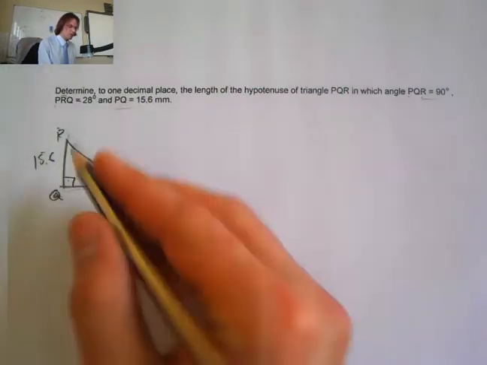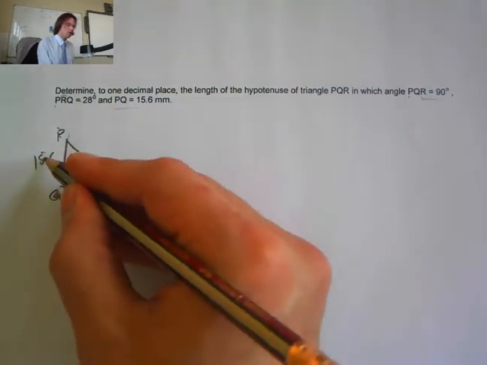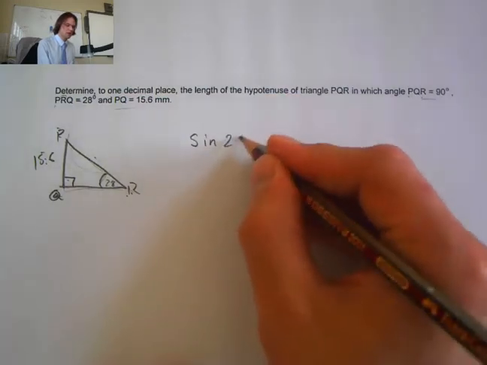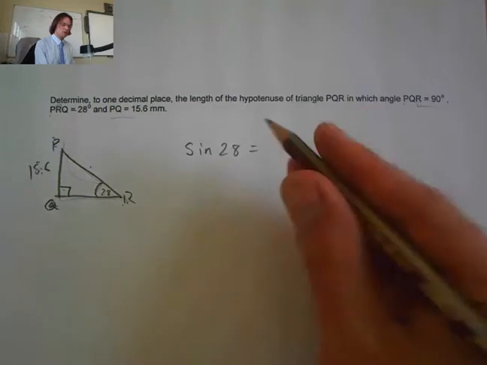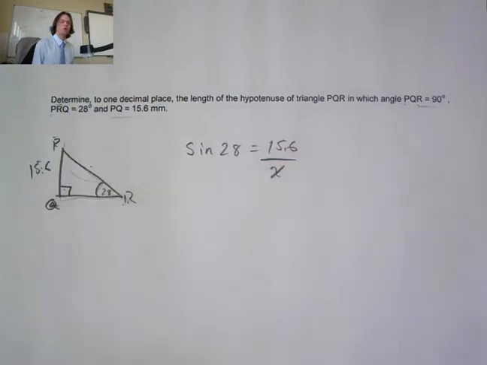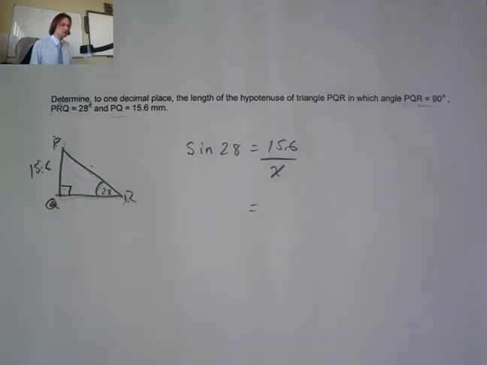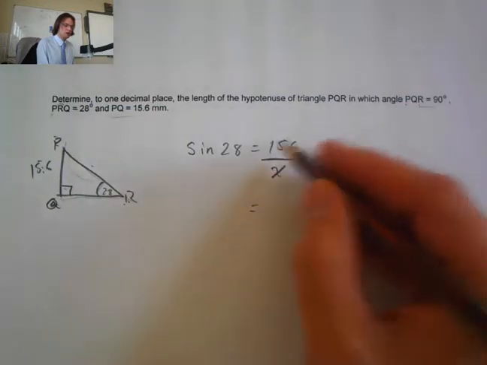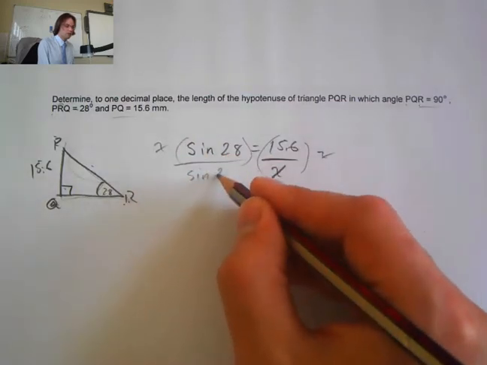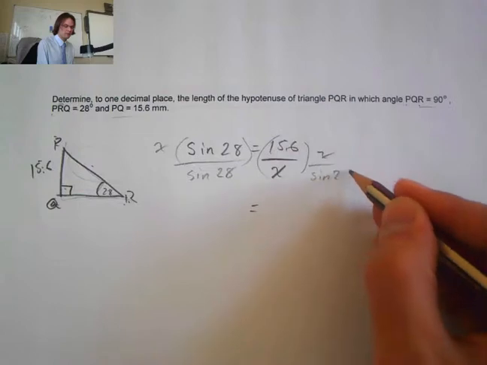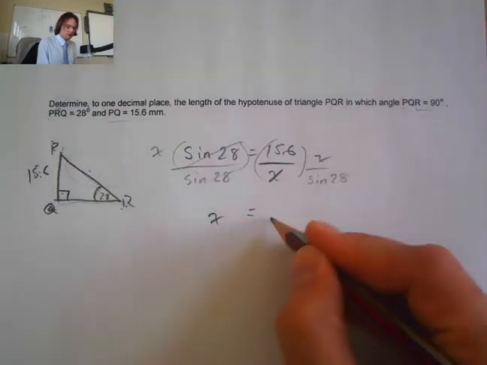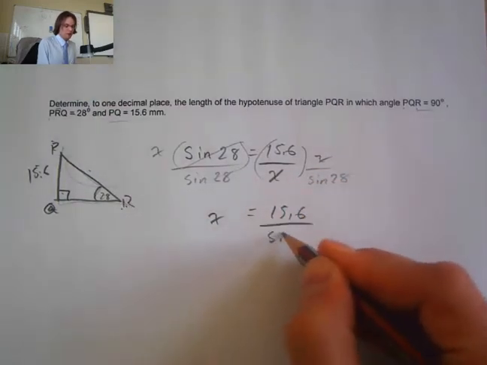So let's try and figure this out. From the angle known, I have my opposite, and we want to find the hypotenuse. So I'm going to use sine. Sine 28 is equal to opposite, which is 15.6, all over my hypotenuse, which is the unknown. I'm going to rearrange this here. I'm going to multiply both sides by x, and divide both sides by sine 28, because then I'm left with just x. Now I have x is equal to 15.6 divided by sine 28.